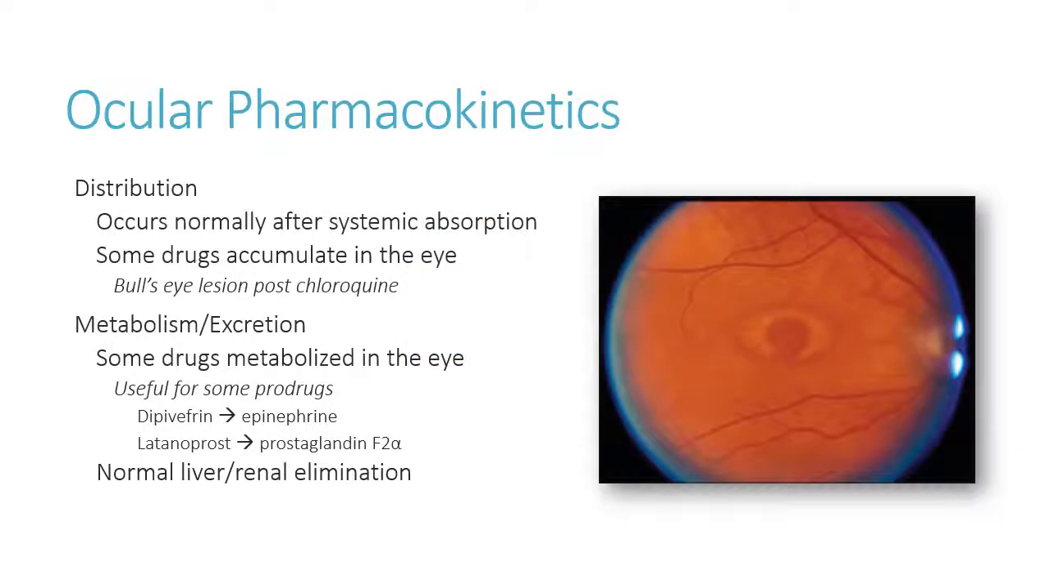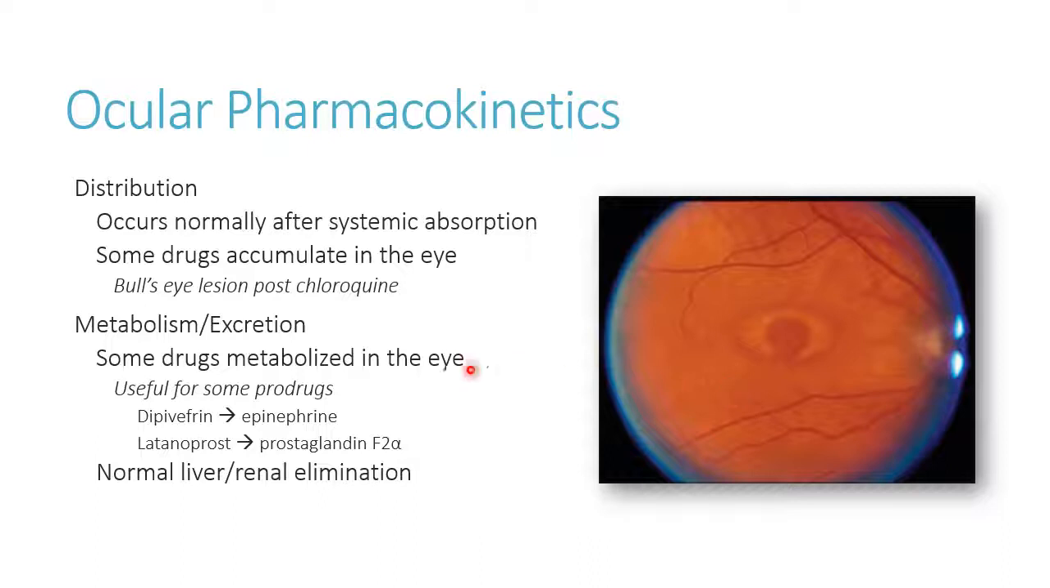Anyway, as far as distribution goes, once you have things like nasolacrimal drainage occur, distribution amongst the body is not really going to change if I was giving the drug IV, GI, anything like that, once it's absorbed. However, some drugs, kind of interestingly enough, can accumulate within the eye. So here's an old school antimicrobial called chloroquine that actually forms a bullseye lesion. So you can actually see that on exam. We don't use this drug very often, but that's something they used to use back in the day.